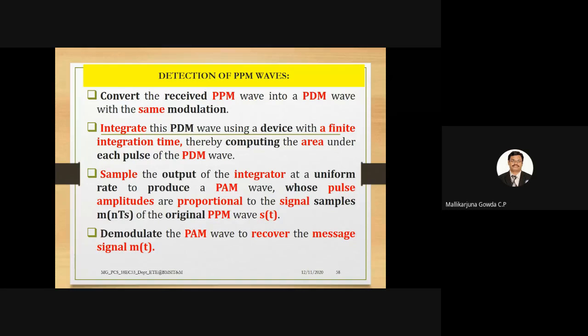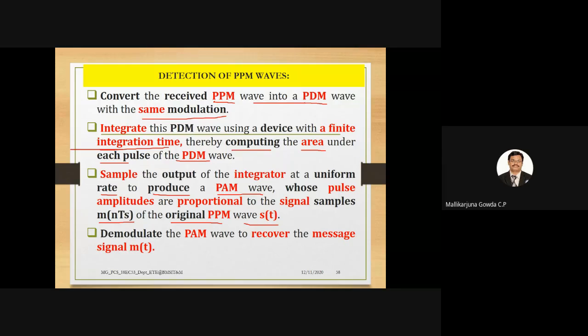The first way is that we convert the received PPM wave into a pulse width modulated wave, a PWM wave, with the same modulation. Then we integrate this PWM wave using a device with finite integration time, an integrate and dump circuit you might have heard of. By using that, we compute the area under each pulse of the pulse width modulated wave. Then we sample the output of that integrator at a uniform rate to produce the PAM wave, whose pulse amplitude will be proportional to the signal samples, that is m(nTs), of the original wave s(t).